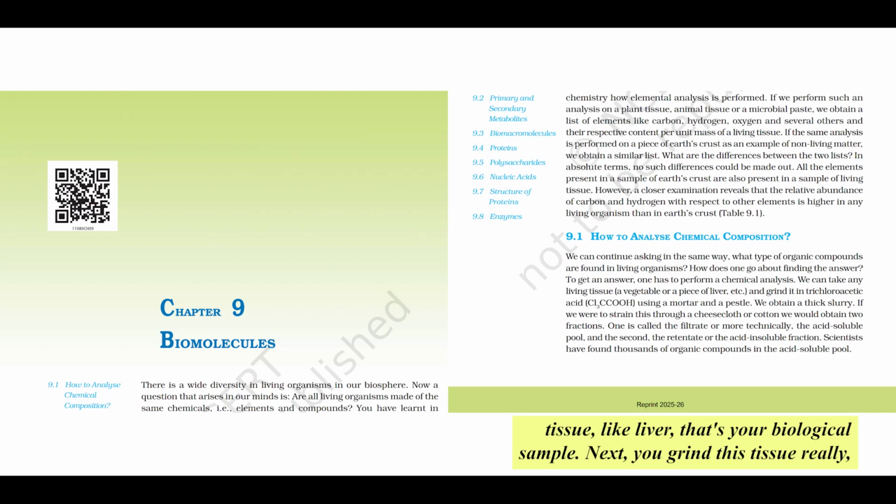Next, you grind this tissue really, really thoroughly. You'd use a mortar and pestle, and you add a specific chemical solvent, trichloroacetic acid. Its formula is Cl3COH. Trichloroacetic acid. Okay. The idea is to make a fine paste, like a thick, uniform slurry. You really need to break down the cells. Right. Grind it up well.